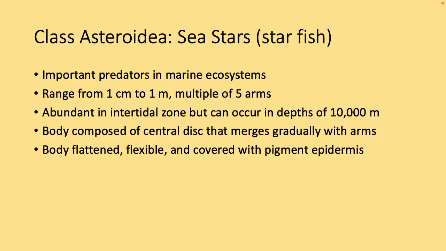So sea stars or starfish are a very important predator in the marine ecosystem, very abundant in the tidal zones from the low tides and the high tides, but we have found them up to 10,000 meters in depth. Body's flattened, flexible, and covered with pigment epidermis. And you'll see that, hopefully, if the starfish come.